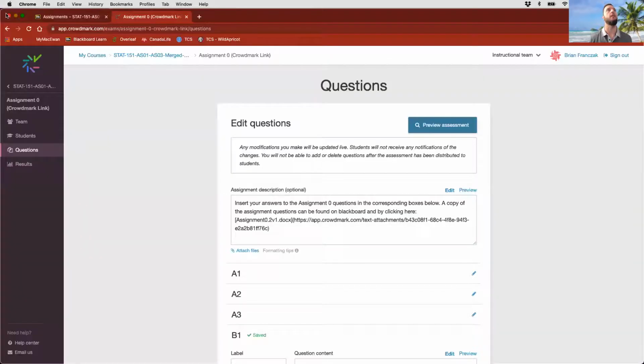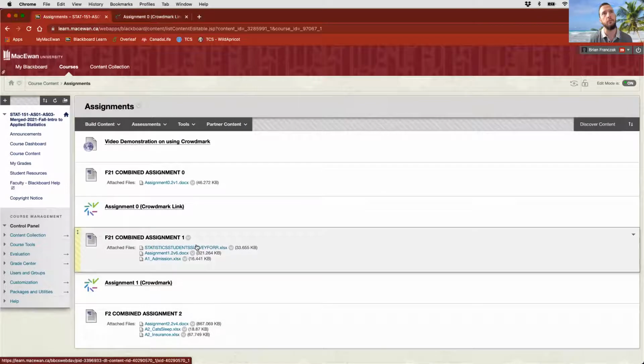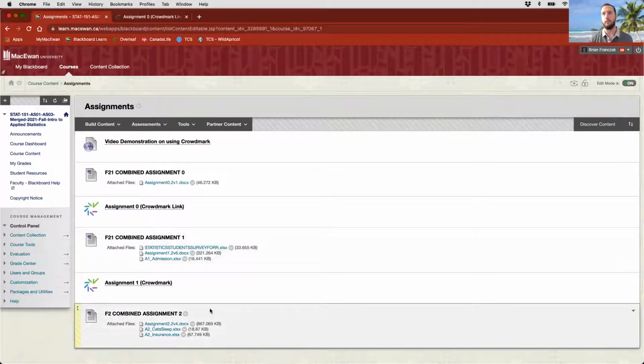For the lab part, the data is right here. So there's 2 data sets for assignment number 1. There's statistics student survey for r.xlsx. So this link here, and then there's A1_admission, which is this link right here. So for each of the assignments, there will be a Word doc with the questions, and then the other files will be the data sets for that assignment.